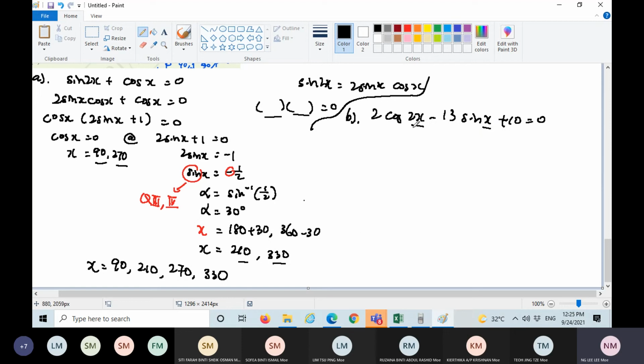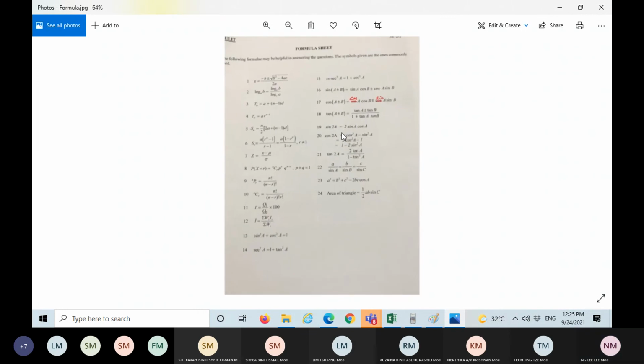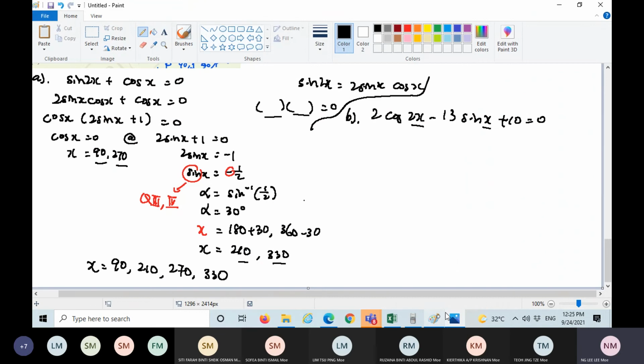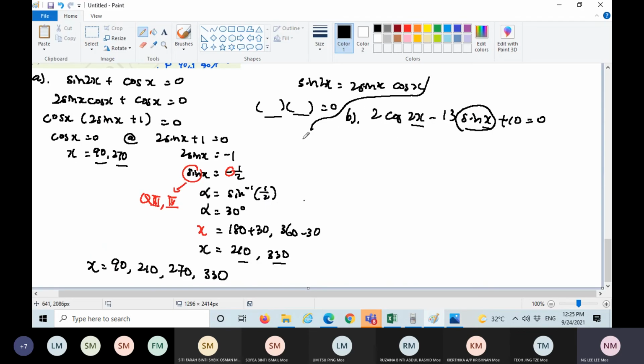But for cos 2x, there are 3 formulas. If you still remember, we go to our formula sheet. Can you see? Cos 2A has 3 formulas. Which one should I choose? Because at the back here I have sine x, I have to choose something to do with sine x only. It means I don't want the cos x anymore. So I will choose the third one, which only has sine x. So I'm going to use this one.